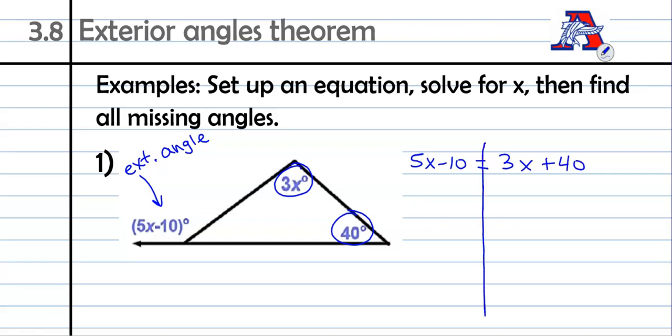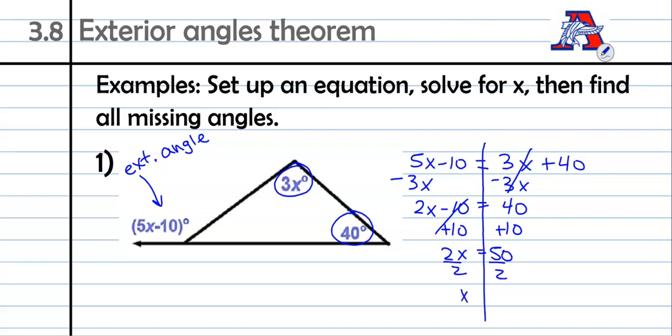Okay? And then there's lots of different ways we could go about solving this. I'm going to subtract 3x from both sides. So I have 2x minus 10 is equal to 40. So I got all the x's on the left. Let's get all the numbers to the right. So I'm going to add 10 to both sides. And we're going to get 2x equals 50. Divide by 2. And x is 25.